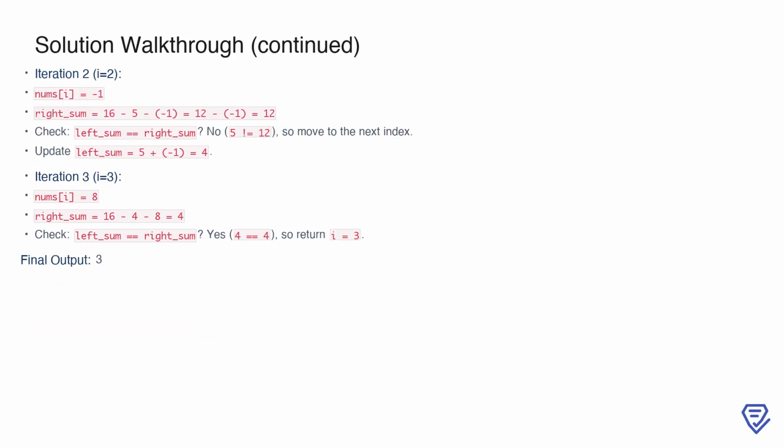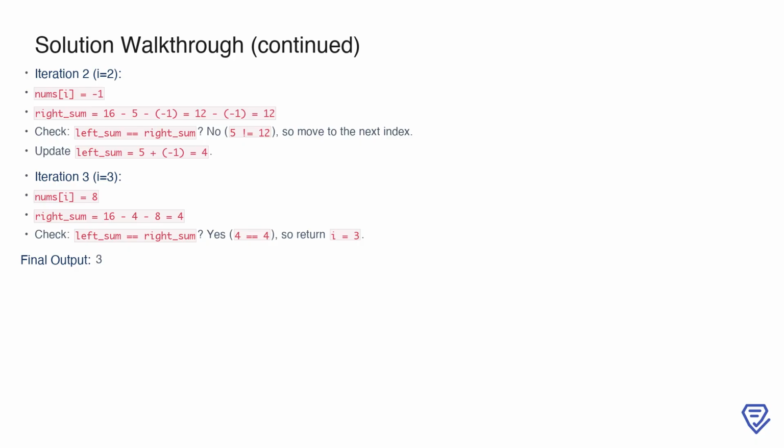Continuing with the iterations, in iteration 2, where i equals 2, nums[i] is -1. We calculate right_sum as 16 minus 5 minus -1, which simplifies to 16 minus 5 plus 1, resulting in 12. Once again, left_sum and right_sum are not equal, so we update left_sum to include nums[i]. This makes left_sum 5 plus -1, which is 4.